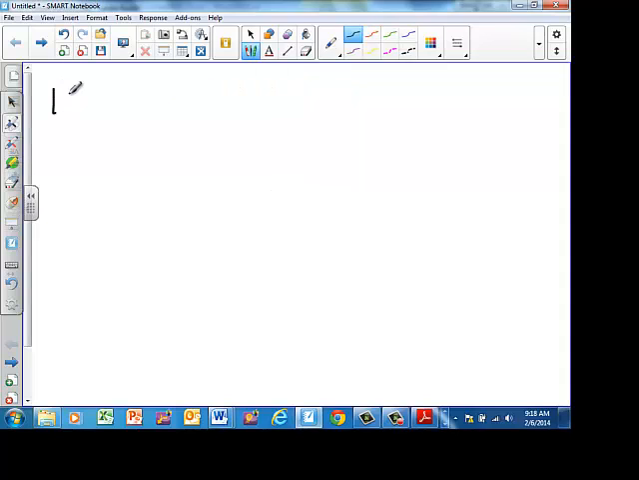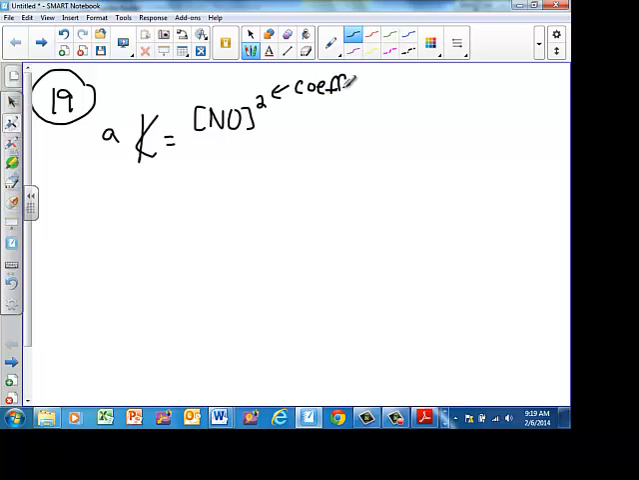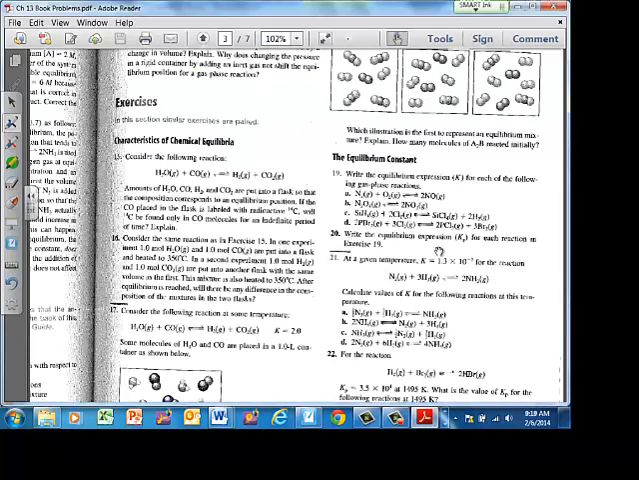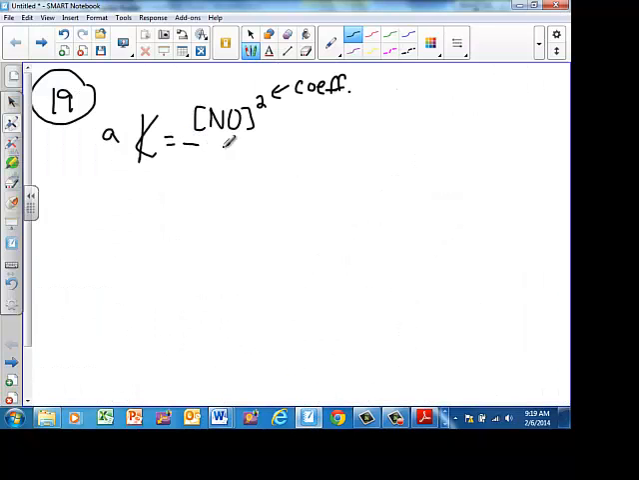So for 19A, number 19, letter A, you simply put the products over the reactants. So you've got capital K, which is going to be equal to the concentration of the nitrogen monoxide raised to the second power, or second order, because it has a 2. This is from the coefficient in the balanced chemical reaction. If you look back at the question, that 2 is why we put it up there.